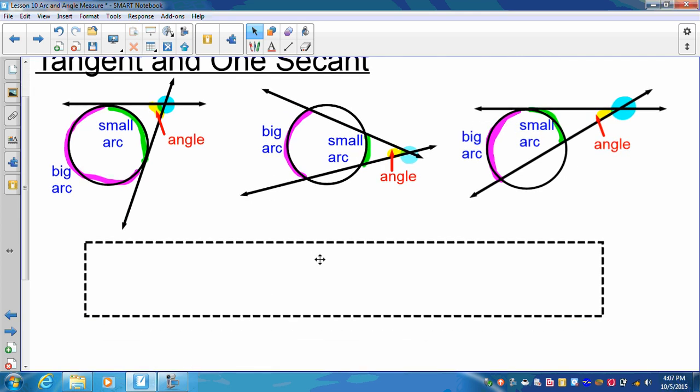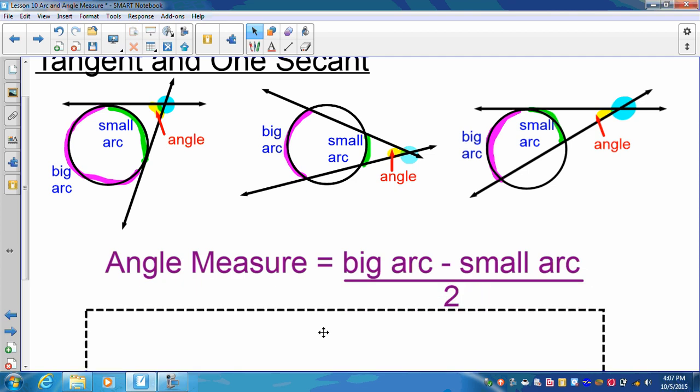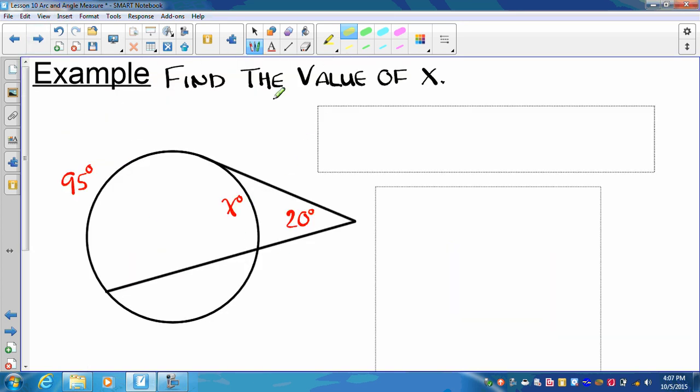So the relationship that exists here is that the angle measure that's formed is equal to the big arc minus the small arc, divided by 2. Again, this is a big thing to remember. In this situation, we're subtracting. So let's put this into practice.